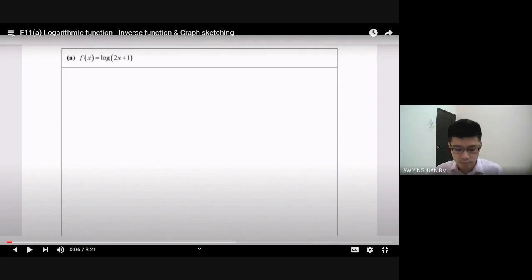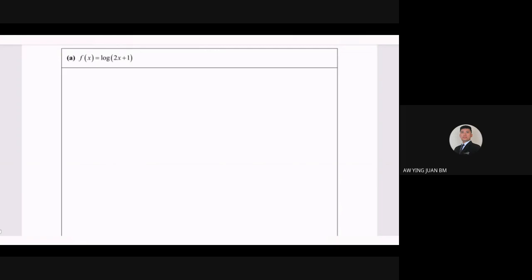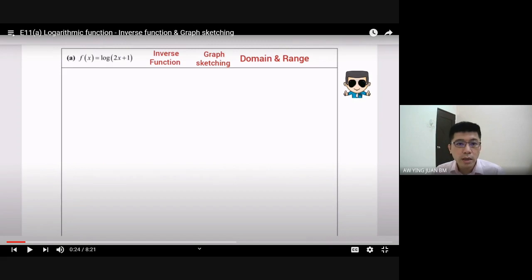Mari kita mula. In this video, I'm going to discuss exponential and logarithmic function. So first, I'm going to show how to find the f inverse, followed by graph sketching, then determine the domain and the range for the function. So harap anda boleh ikut ya.